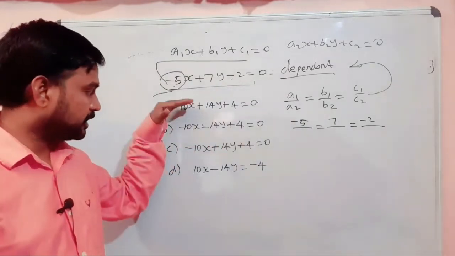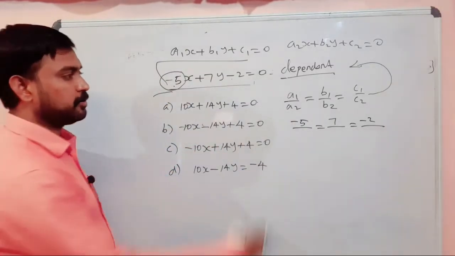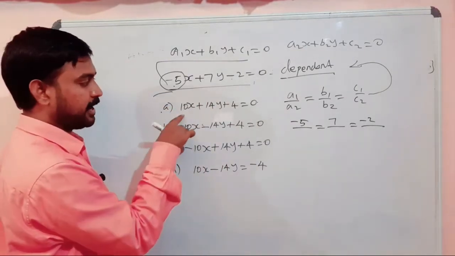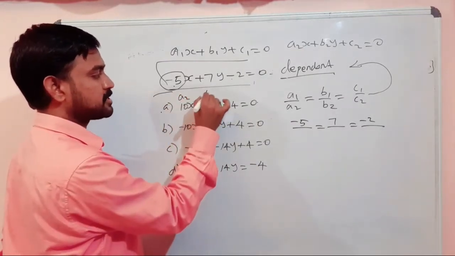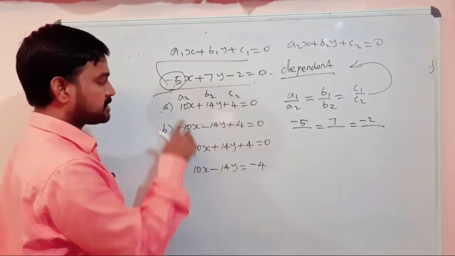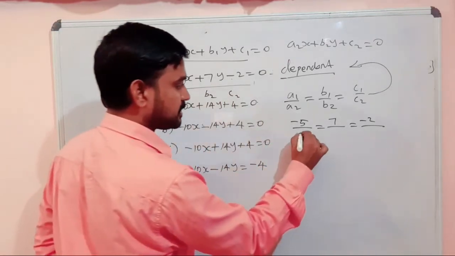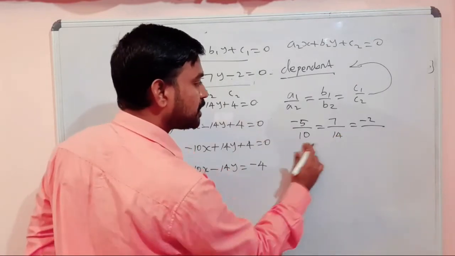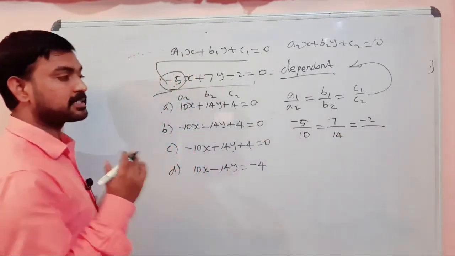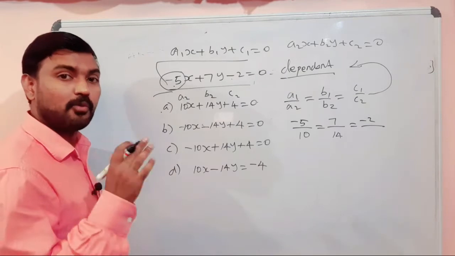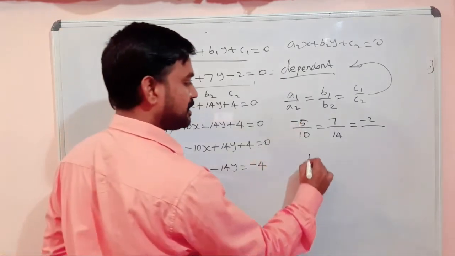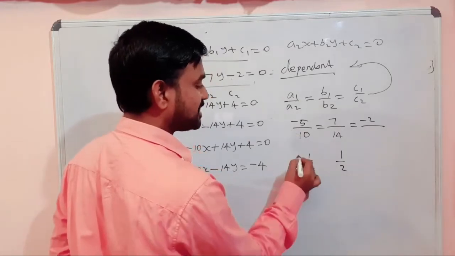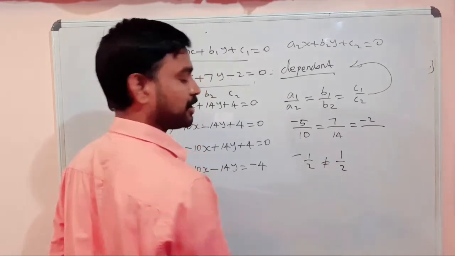So which equation can be identified? a2 means the second equation. If the first option is the second equation, what will be a2? This is a2, this is b2 and this is c2. Just insert this 10 here, and b2 is 14 here. So are these two fractions equal? No. Why is it not equal? 5 by 10 means 1 by 2, that's okay. 7 by 14 is 1 by 2, okay. But here a negative symbol is coming. So these are not equal.